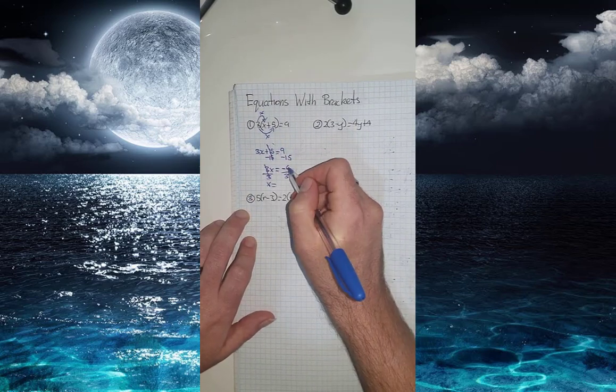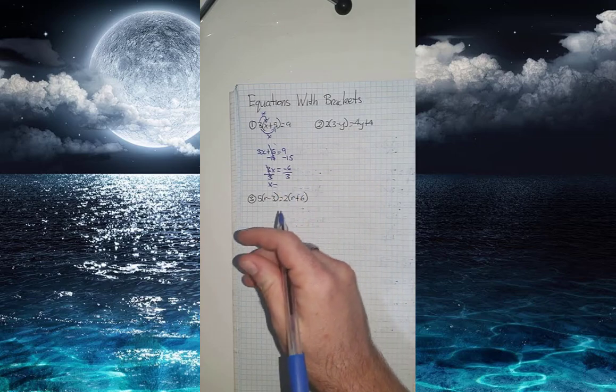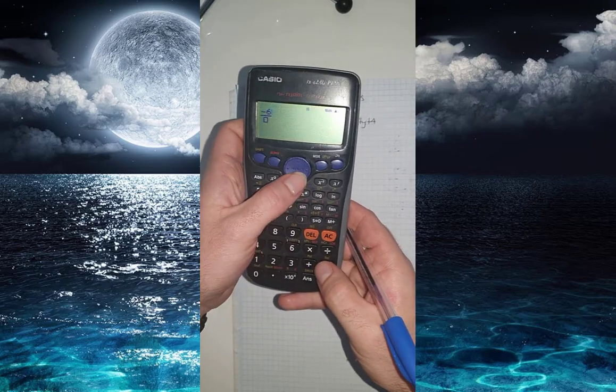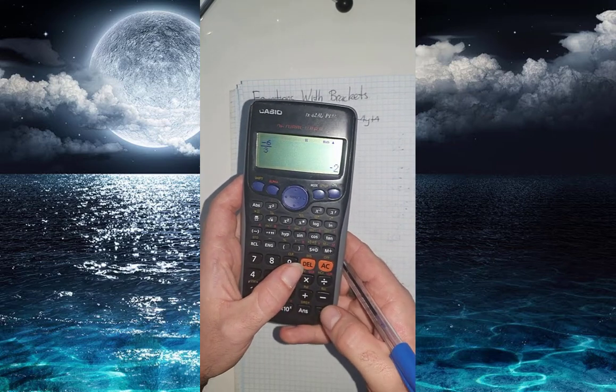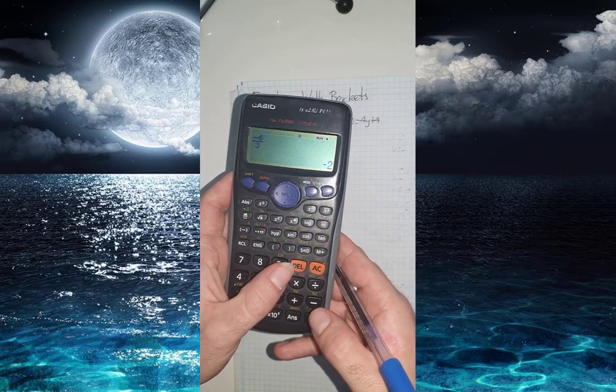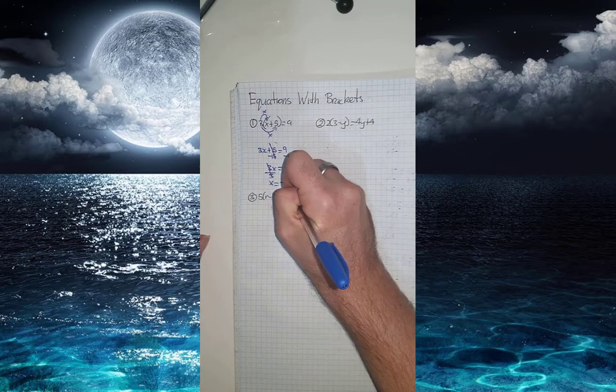x equals negative 6 divided by 3. Now, you can do it on a calculator, but by this stage, I'm hoping that we're starting to see the pattern. 6 divided by 3 is 2. Negative 6 divided by 3 is going to be negative 2.